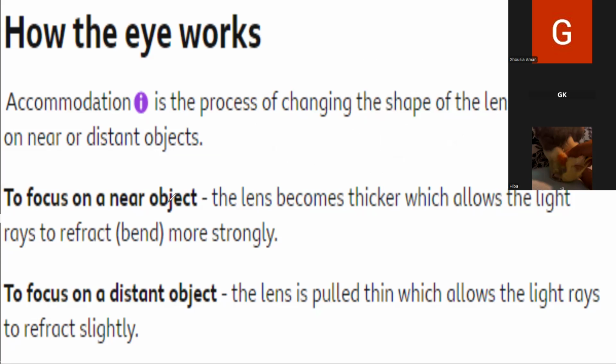So this is how you accommodate the light rays coming from different distances, making the image of the object fall exactly over the retina.